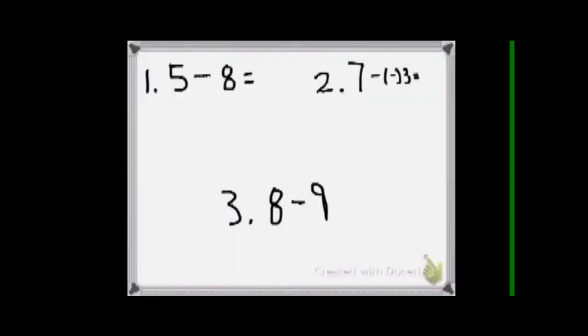So for number 1, we have to change it to an adding integers problem. To do that, we have to do plus a negative. So now you just solve it like an ordinary adding integers problem. So ignore the negative sign and just think 8 minus 5. 8 minus 5 is 3, and since there are more negatives, the answer is negative 3.